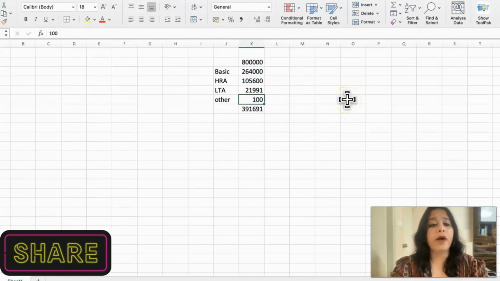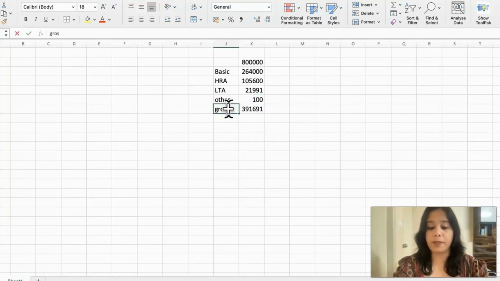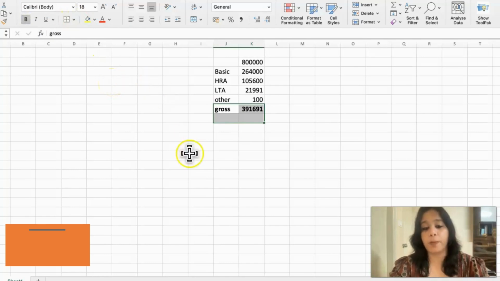You can put any amount in the other allowance and later we will adjust it. So this is called my gross. Gross is the sum of everything, all the cash components given.